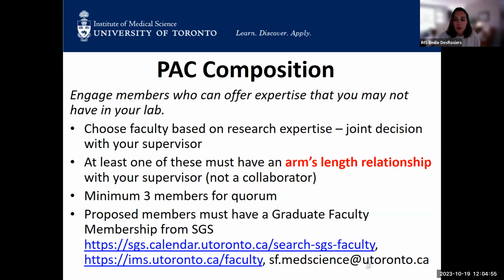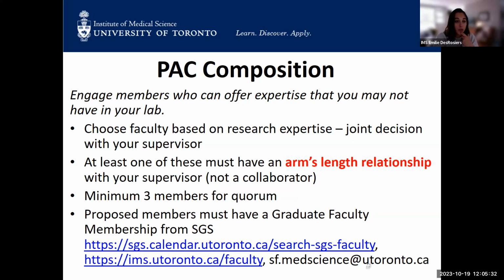Okay, so PAC composition. Who should be on your PAC? For quorum to be achieved, you need to have at least 3 PAC members, and that includes your supervisor and 2 other members. If you have a co-supervisor, then you need to have 4 PAC members. Your supervisor and your co-supervisor count as 1 voting person, and then you need 2 other regular people. If you don't have a co-supervisor, then you need to have at least 3 people total.